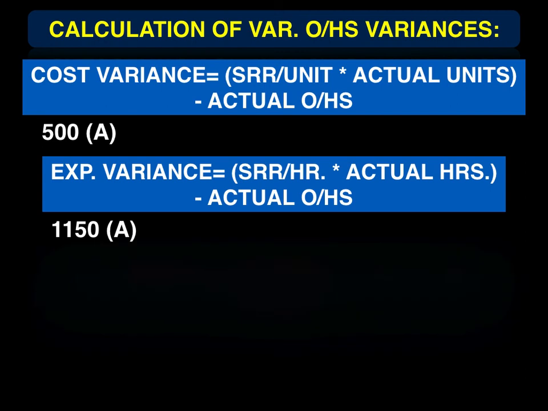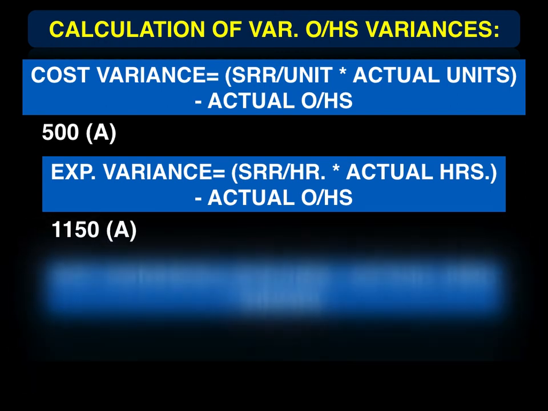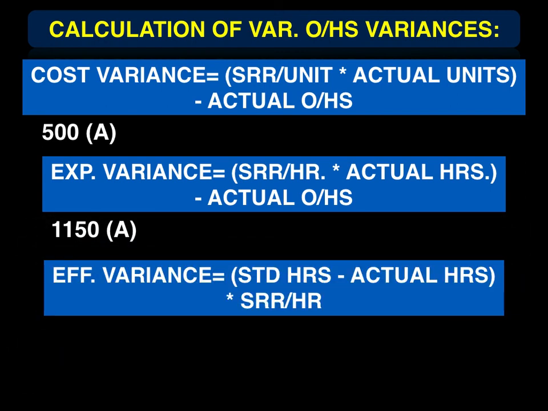And finally, we can calculate the efficiency variance. Efficiency variance is standard hours minus actual hours multiplied by standard recovery rate per hour. Standard hours we just calculated as 5,000, actual hours is 4,500. So 5,000 minus 4,500 into 1.3. If we calculate that, it's 650 favorable. You can always cross-check that, because expenditure variance plus efficiency variance should be the cost variance. So 1,150 negative plus 650 positive will give me the cost variance, that is 500 negative.